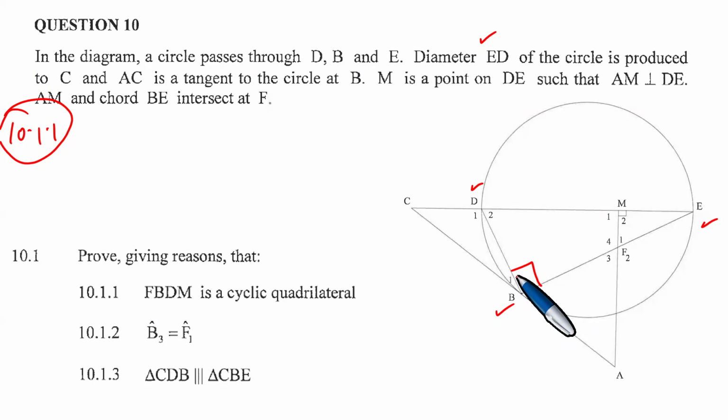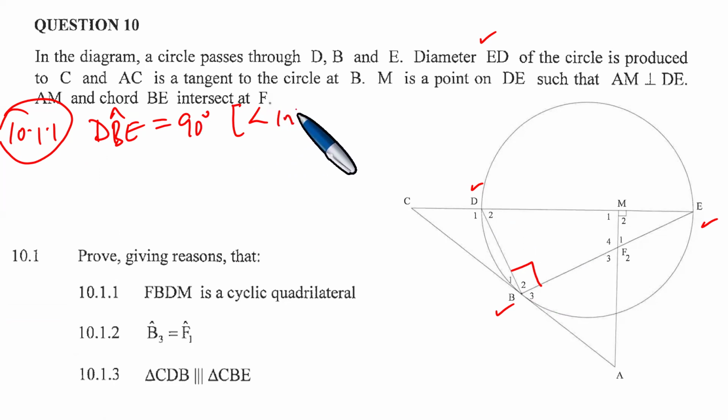But there are a couple of very popular ways that you can use. You can just start by saying angle DBE is equal to 90 degrees, which is an angle in a semicircle. The fact that this angle here, DBE, is 90 degrees, we stated that it is an angle in a semicircle.